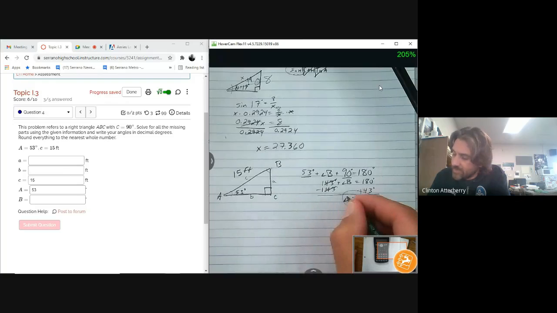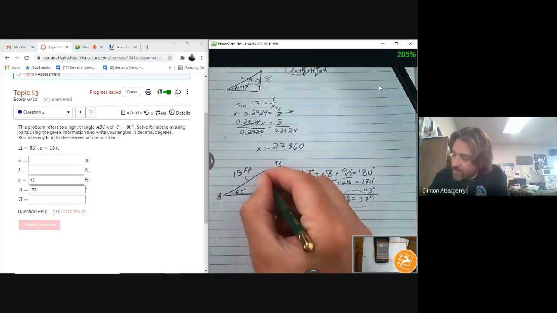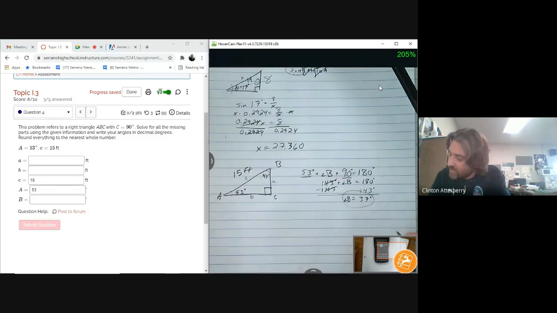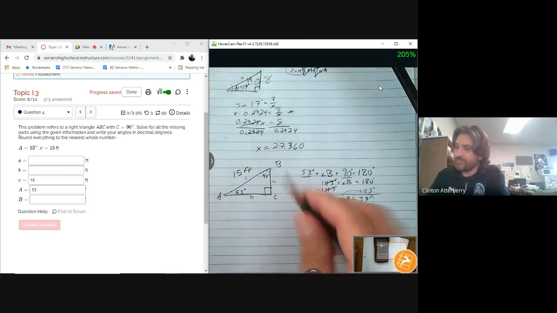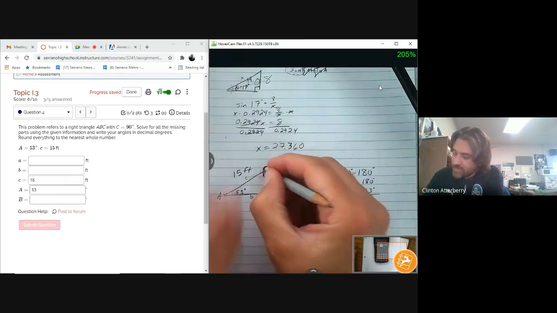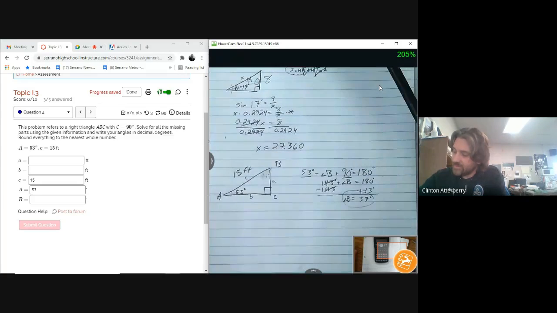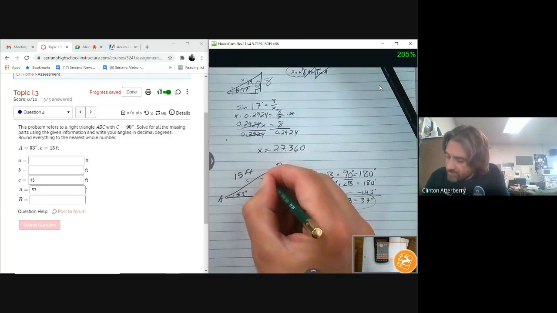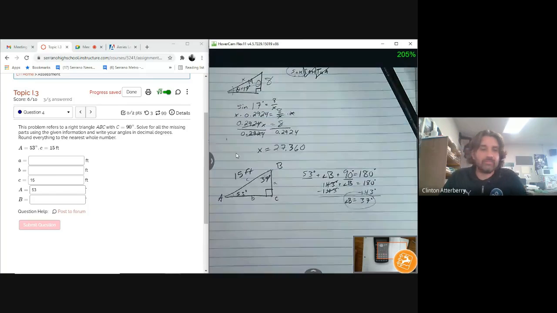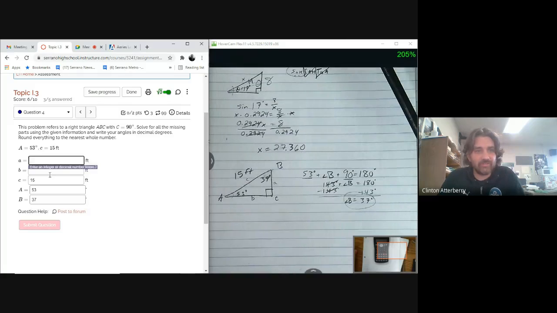Whoops, angle B. So that will be 47. Oh, 37. What did I put 47? Made a little small mistake. That's okay. Fix that. All right. So this will be 37. Look, we're almost done. We only got 2 sides to solve. Okay. And it says here, make sure everything's rounded to the nearest whole number. So we haven't had to do any rounding yet. We probably will for A and B.